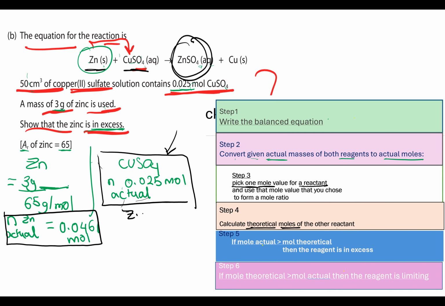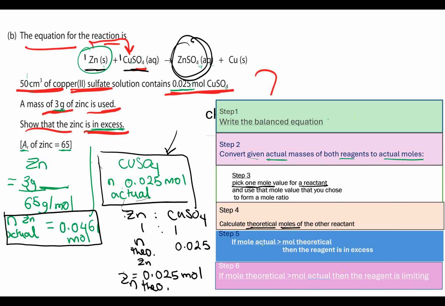So if I have zinc reacting with CuSO4 in the ratio of 1:1 from the balanced equation, because this is 1 and this is 1, if I actually have 0.025 of CuSO4, how many moles of zinc would I theoretically have? Anything I calculate is theoretical, and it's of zinc because it's underneath it. So I'm just going to write Zn here. And then that is equal to the same value, 0.025 moles. However, I'm just going to have to remember that it's a theoretical value and it is of zinc.